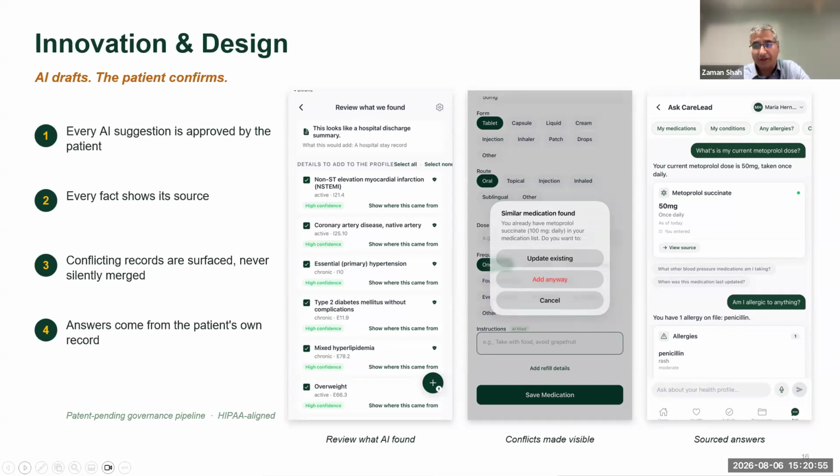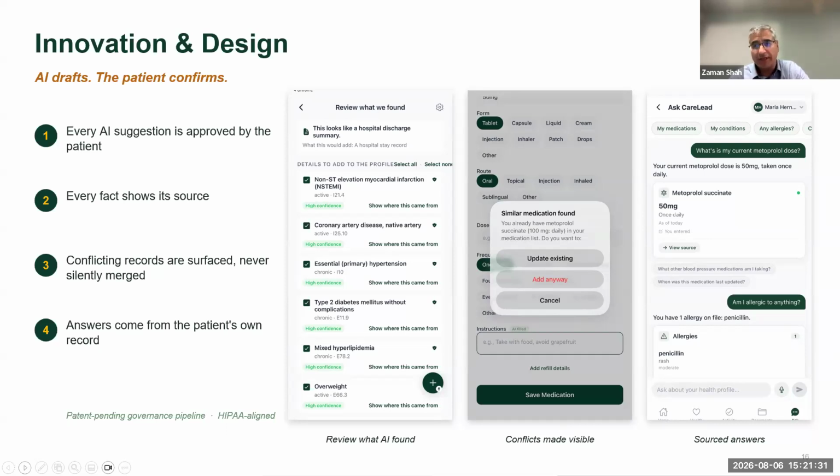The third thing, and frankly speaking, as a physician, that's my favorite, is when we have conflicting records, records that come in from different sources and that disagree. Like for example, over here, there may be a medication which one source says the patient is taking 100 milligrams, the other source says they should be taking 50 milligrams. CareLead doesn't just silently merge them; it actually surfaces that disagreement and lets the patient settle it. So that way, whatever is actually logged is true and correct and actually happening.